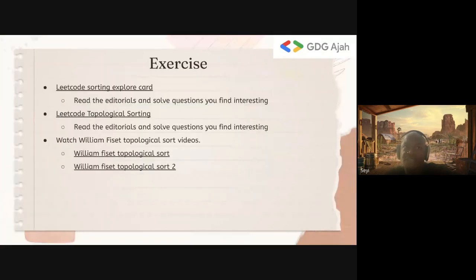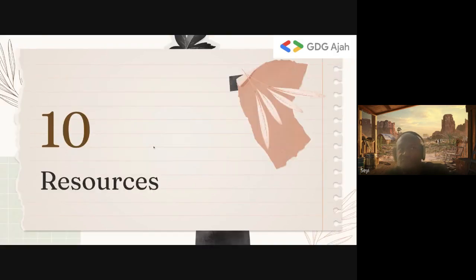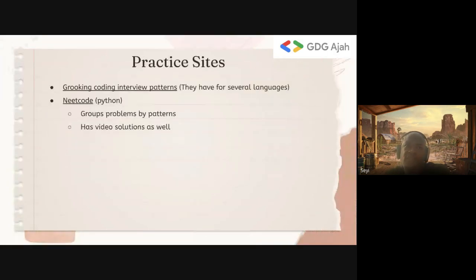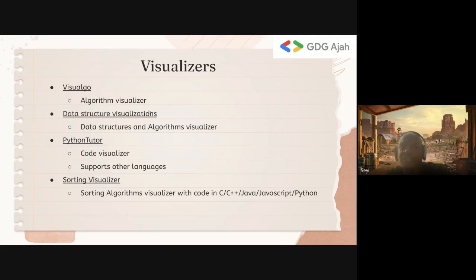So I'll go through the exercises. This code sorting explore card is fine. I will say just read the editorials and solve questions you find interesting. Then go through topological sorting and watch these topological sort videos. And then for the resources, I put some resources here. Code interview patterns is the best in terms of mastering the patterns. And then for visualizers, I put all the visualizers here. The sorting visualizer has the code for all the sorting algorithms, so you can go through that in different languages.